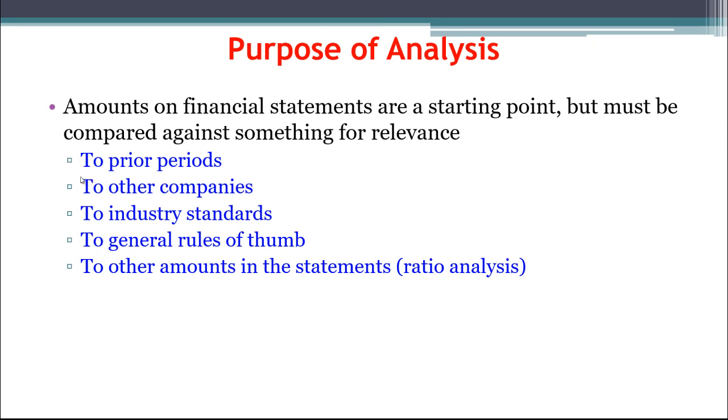You might be comparing against prior periods, that same number in prior periods. You might be looking at other companies, similar size competitors. You might be looking at industry standards or industry averages. And in some situations, you might just have general rules of thumb for what is expected for that type of ratio, although I will say these are the weakest comparisons, depending largely on the industry you're in. And you also may compare one amount on a financial statement to other amounts in the financial statements, which brings in the ratio analysis that we'll cover in Part 2.